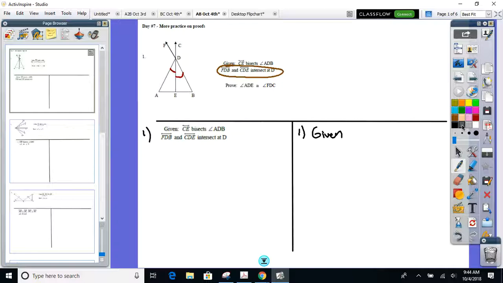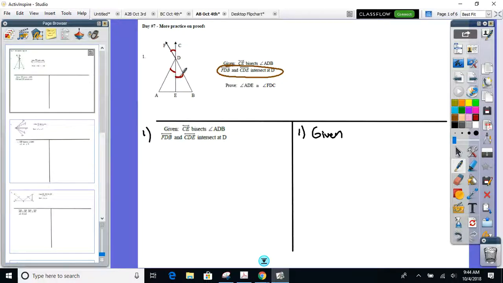Okay, remember what I told you, FDB and CDE intersect. If two lines intersect, they form vertical angles, don't they? Do you see a pair of vertical angles formed by those two intersecting lines that you could give me right now? Oh, hold on, FDC and BDE. Everyone agree on those two?